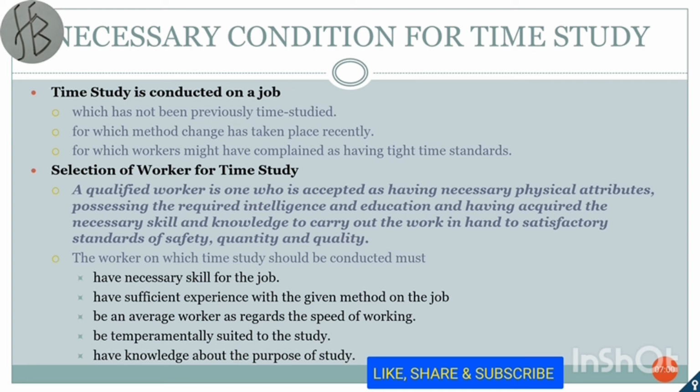So the worker on whom the time study is conducted must have necessary skills for the job, and have sufficient experience with the given method on the job. It means he should have crossed the learning stage, be an average worker as regards the speed of working, and be temperamentally suited to the study, meaning those who can't work in the normal fashion when watched are not suitable for the study. He should also have knowledge about the purpose of the study. So these are the basic requirements for the selection of the worker.